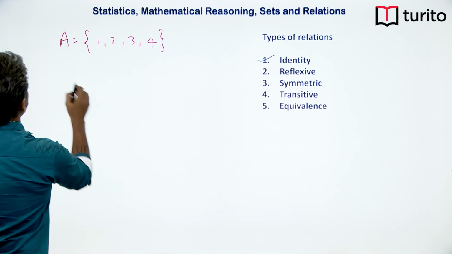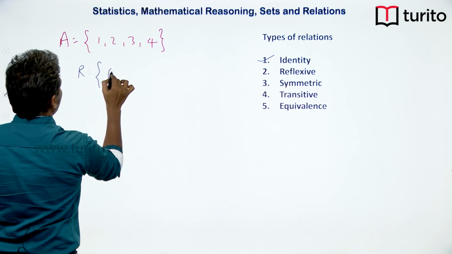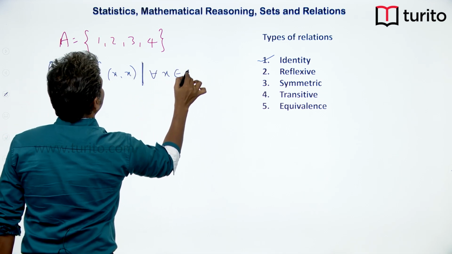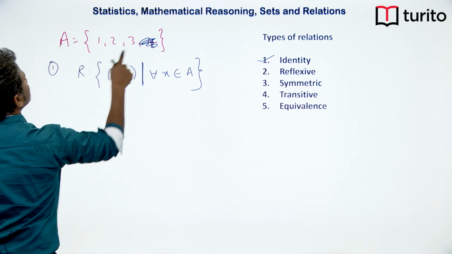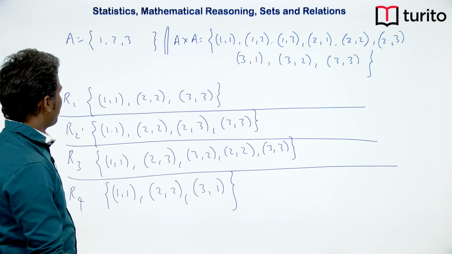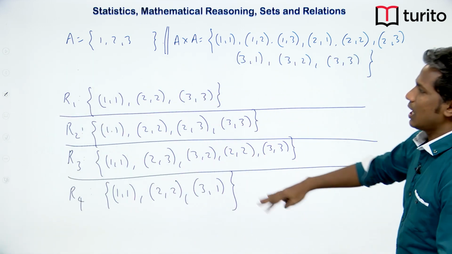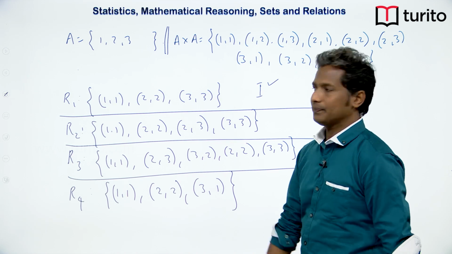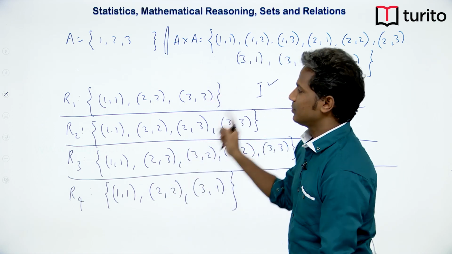Identity relation has elements like x comma x for all x belonging to A. Okay. So here we have not taken 4. So now check here. Okay. So how many relations out of these are identity relations? Okay. Only the first one is identity relation because for this set 1 comma 1, 2 comma 2, 3 comma 3 are already present in that.